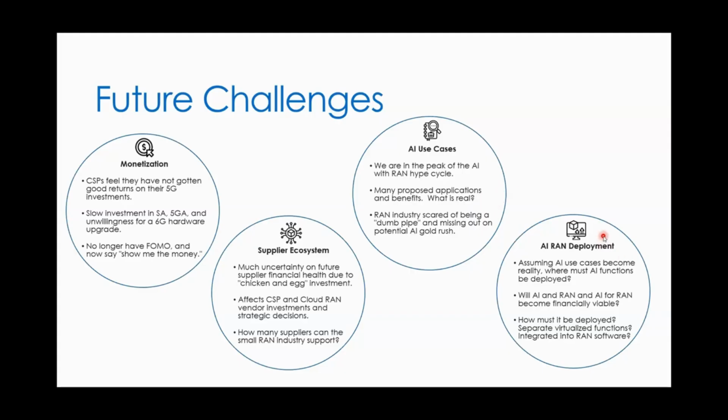And then from an AI RAN deployment point of view, how does that actually look? Where do these AI functions need to live? Can they all live in data centers? Are they mostly going to live on handheld devices? What actually has to be on the RAN? Should it be separate entities? Should they be integrated? All that is kind of TBD.